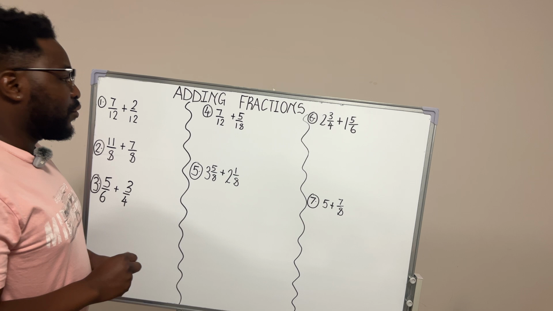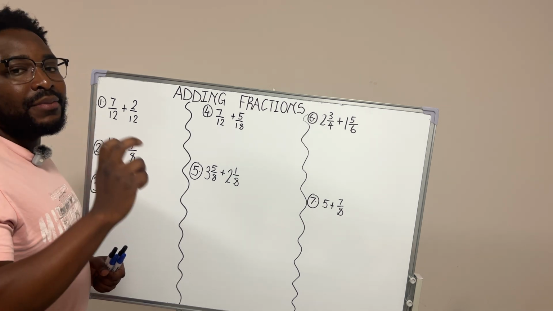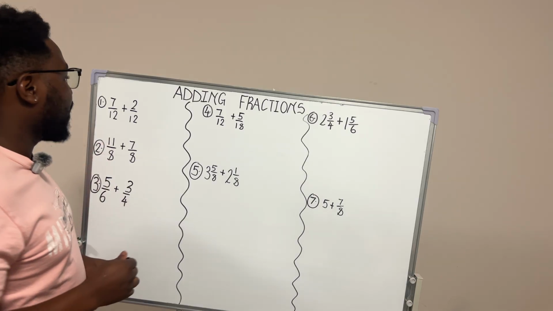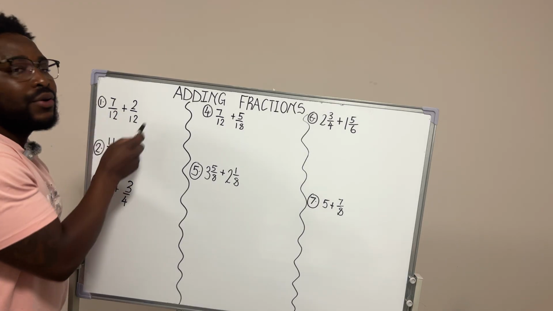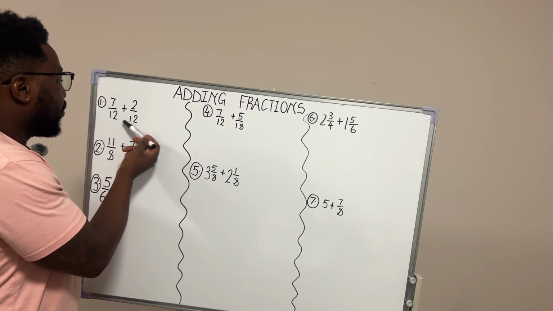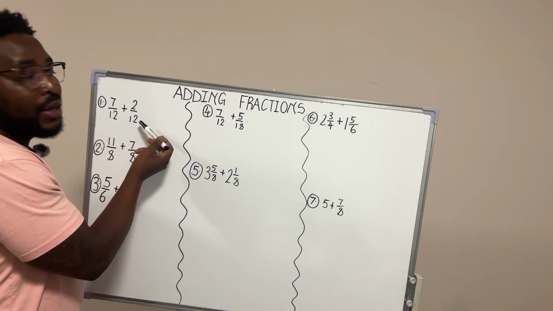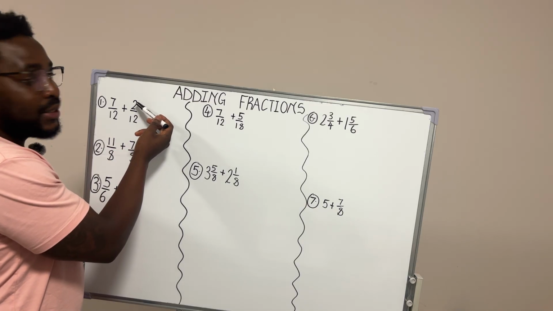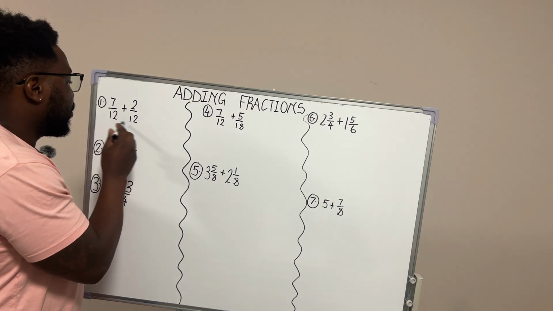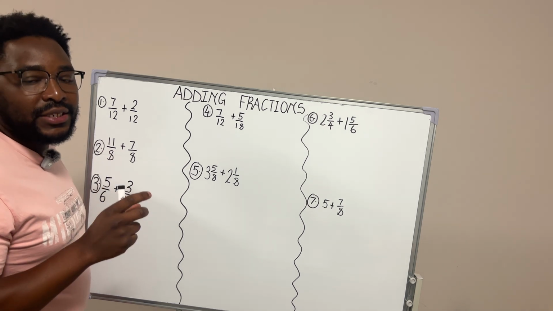Now, remember I said the key idea is you need to have the same denominator in order for you to add the fractions. Now, let's take a look at our first question over here. So this bottom part of our fractions is the denominator, and the upper part is the numerator. Now, the goal is to have the same denominator in order for you to what? To add the fractions.